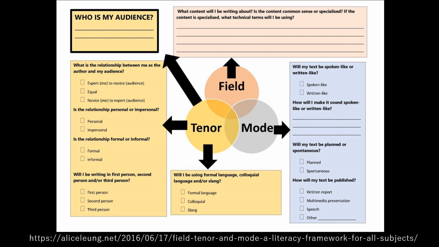Let's start with field. Field refers to the subject matter or content of the communication, guiding writers to tailor their language and examples to align with the topic at hand. Tenor involves the relationship between the writer and the audience, urging writers to adapt their tone and style based on the intended readership or audience. Lastly, mode addresses the channel or medium through which communication takes place, prompting writers to choose appropriate formats such as formal essays or informal blog posts to effectively convey their message.